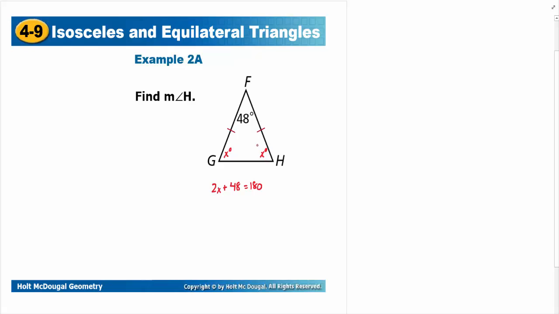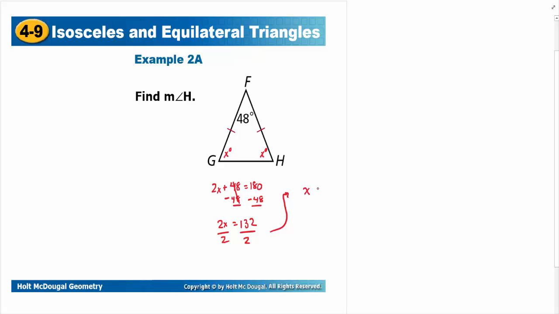Again, if you look at these three angles, they add up to 180 by the triangle angle sum theorem. And we know by the isosceles triangle theorem that these base angles are congruent. So you can set up this equation and just solve for x. So subtract 48 from both sides. So I get 2x equals 132, and then divide by 2.